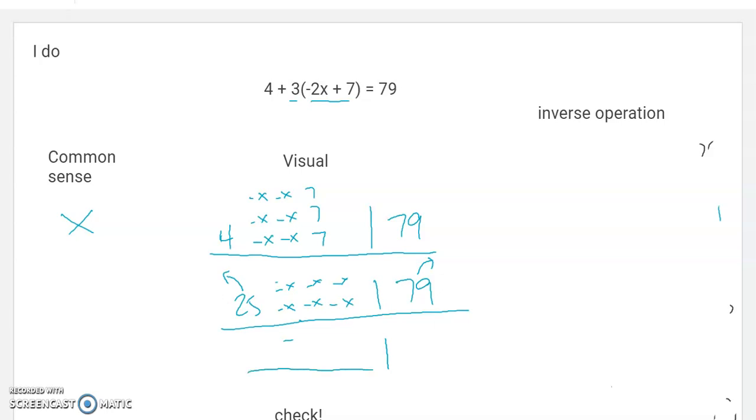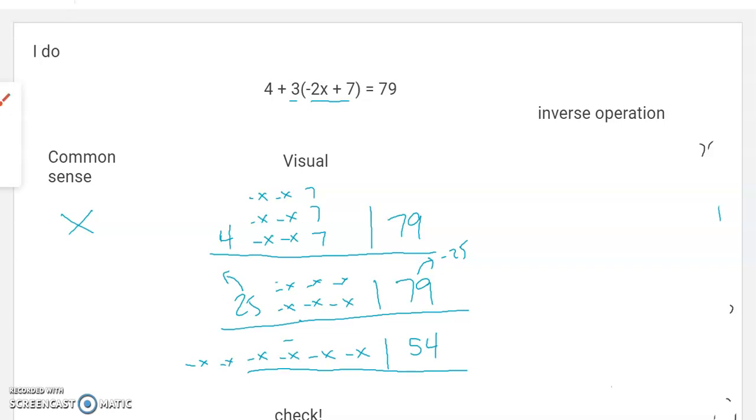I feel like I've done something wrong here. Or I'm just going to have a non-whole number solution, I think, which is okay. Let me check real quick. Oh, no, I'm okay. I said the wrong thing here. Take away 25, I'm going to have 54, not 55. That's what I had wrong. I'm going to take away 25. So now I've got 6 opposite of x's equal 54.